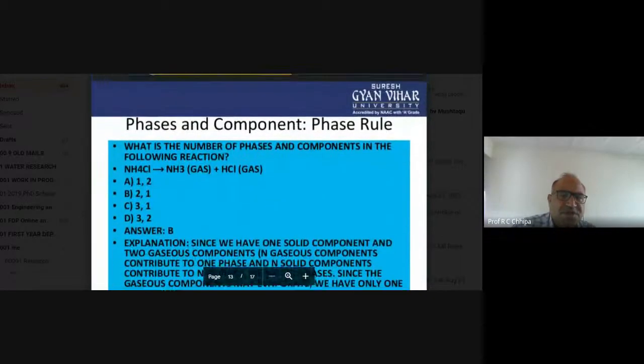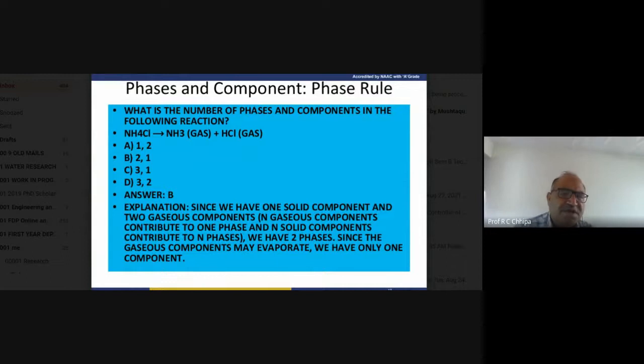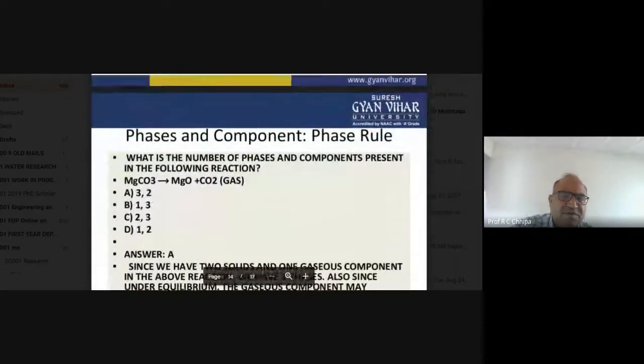Now, one more question: the number of phases and components in the following reaction. This one is ammonium chloride. Ammonium chloride itself is a solid, and ammonia is in the form of a gas. Hydrogen chloride is also a gas. So here the correct answer is 2 and 1. Since we have one solid component and two gaseous components, the gaseous components contribute to one phase and the solid component contributes one phase, so we have two phases. The gaseous component may be evaporated, so here we have only one component.